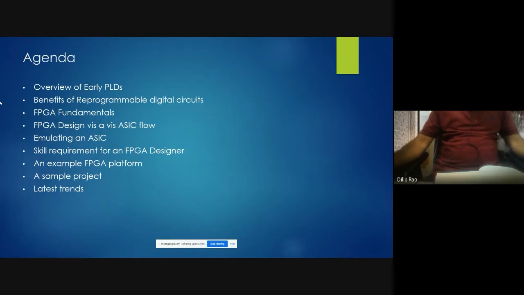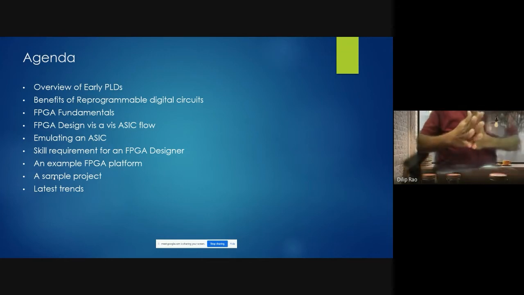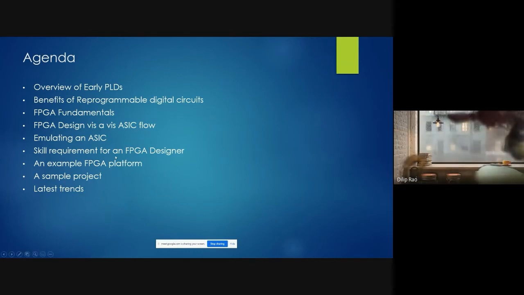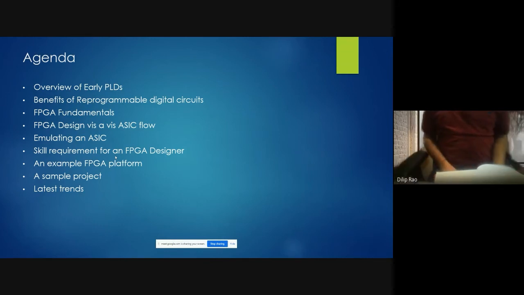Then the next, I want to share a platform that we are recently using in one of our products, and then I have a sample project, very simple code, just a flip flop and a register. I just want to show how that translates to actual hardware, and then I'll also talk about the current trends in the FPGA market or FPGA industry.